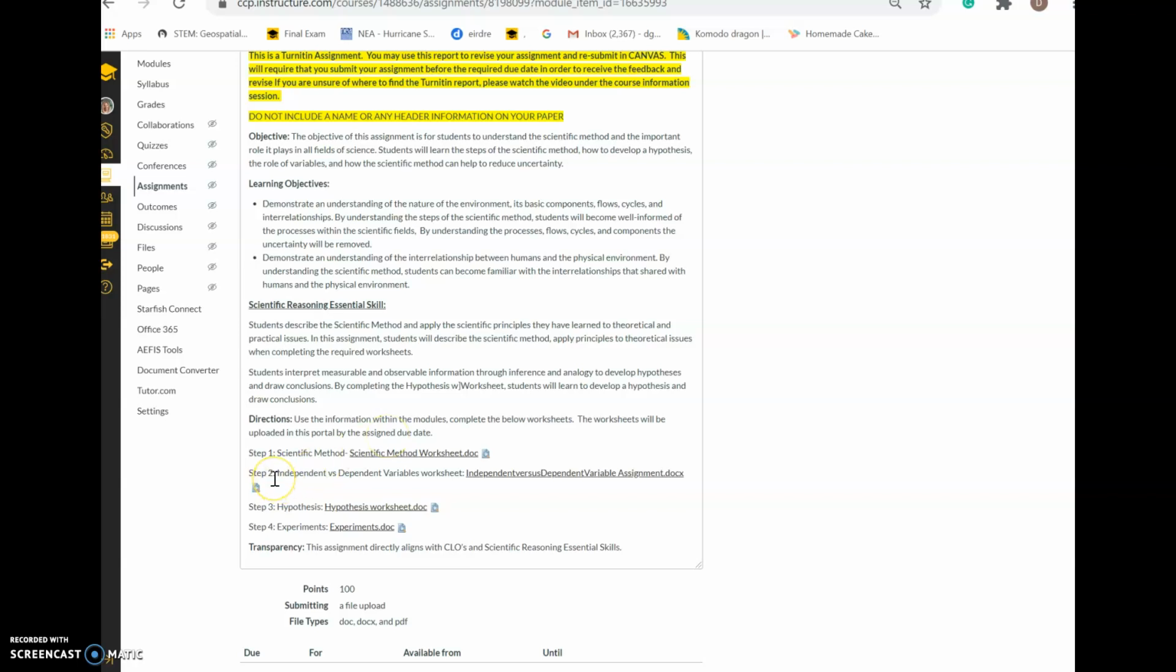Right now, I'm going to walk you through step 2, independent versus dependent variable worksheet. If we have time in this worksheet, which I think we will, we'll also work into step 3, which is the hypothesis worksheet. Again, like I said in the step 1 video, you will be uploading 4 documents for this assignment. So step 1, step 2, step 3, step 4 in Canvas.